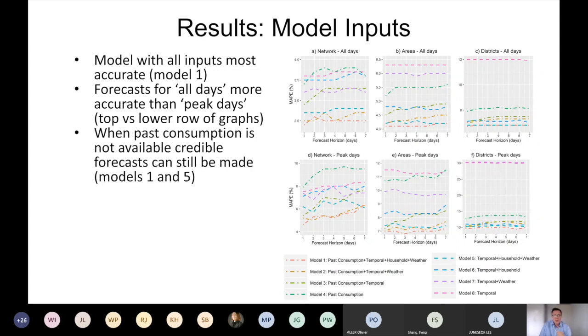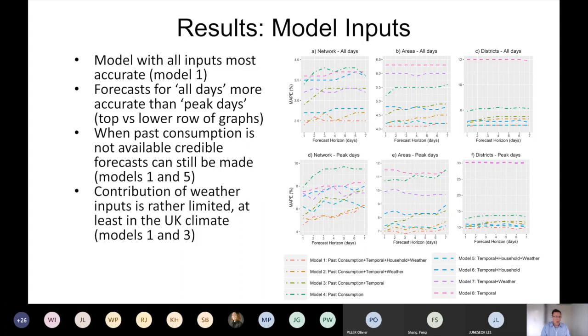And another interesting insight was that when past consumption was not available, credible forecasts could be made. So if you compare models 1 and 5 in these graphs, you will see that they are not too far away from each other in terms of accuracy. And this is an interesting finding for the water company, which means they can basically make credible forecasts even when they don't have the smart demand meter data for those kinds of properties. The contribution of weather was rather limited, which is not that surprising given the UK climate, and you can compare this by models 1 and 3, but I will say more about this later on.